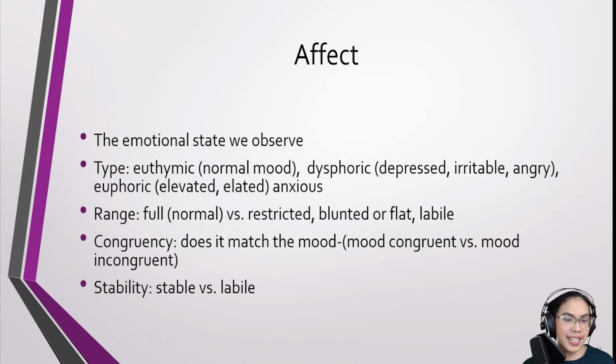Another is of course mood incongruence. That's where, for example, they say they are okay or they act happy, but you see in their facial expressions that they are agitated, anxious, or depressed. So that's mood incongruent. Next, stability. When we say stable, you can see throughout the interview that their mood does not change. If labile, their mood and affect keep changing.